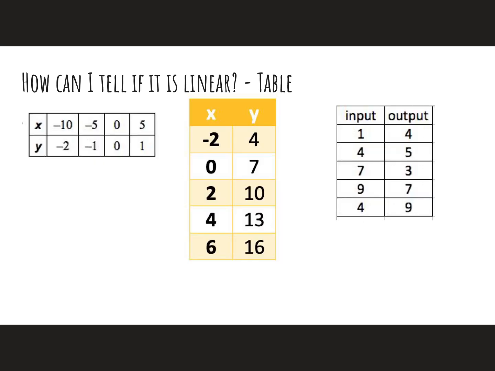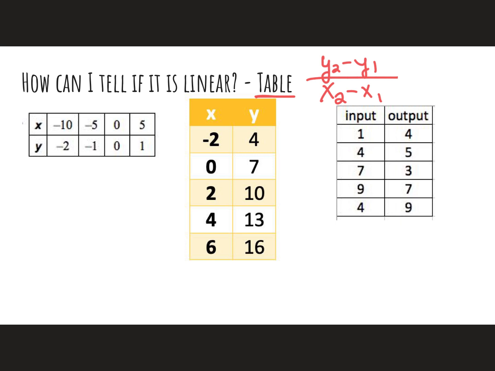Okay, but how do I tell if I'm looking at a table? Again, I'm looking for the constant rate of change. Remember, change is defined as your slope, so that's y2 minus y1 over x2 minus x1. Change in y divided by change in x.